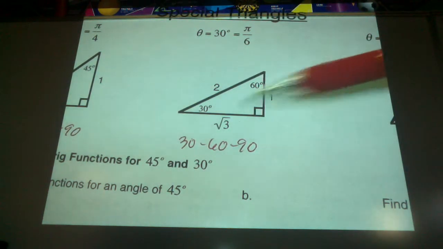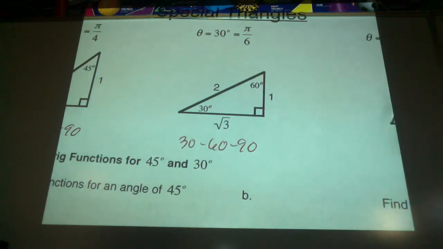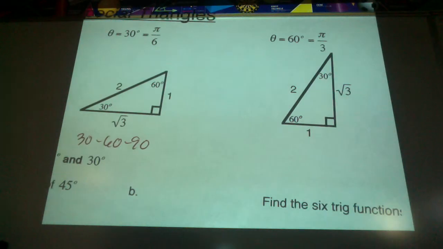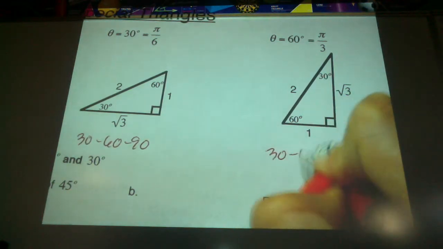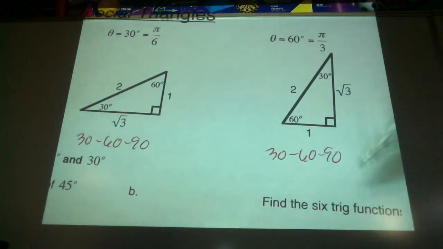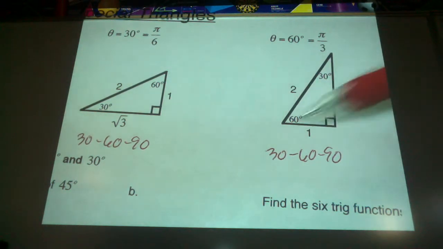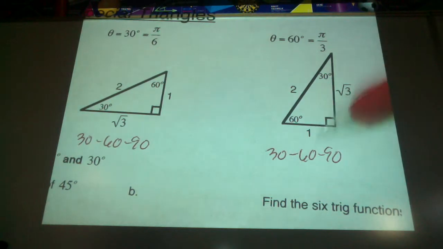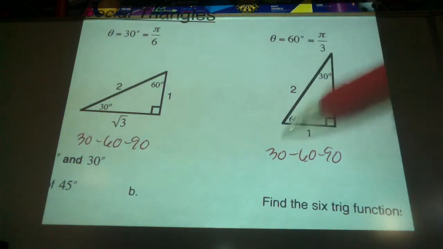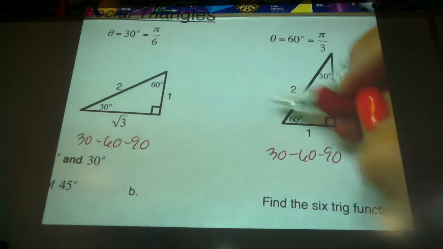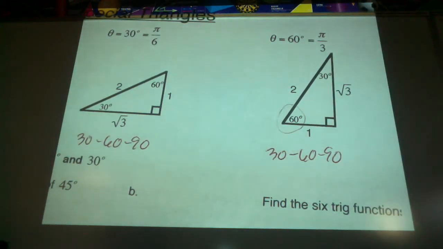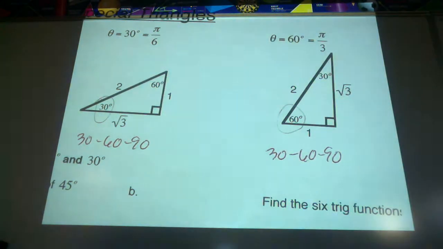And so we've got 1, rad 3, and 2. Now, this triangle and this triangle are exactly the same triangle. I still call this a 30, 60, 90 triangle, but your angle of reference has now switched. So your 60 degrees is down here. Isn't the 60 still across from radical 3? And the 30 is still across from 1, and your hypotenuse is still 2. But again, we like to look at our angle of reference down here at the ground.